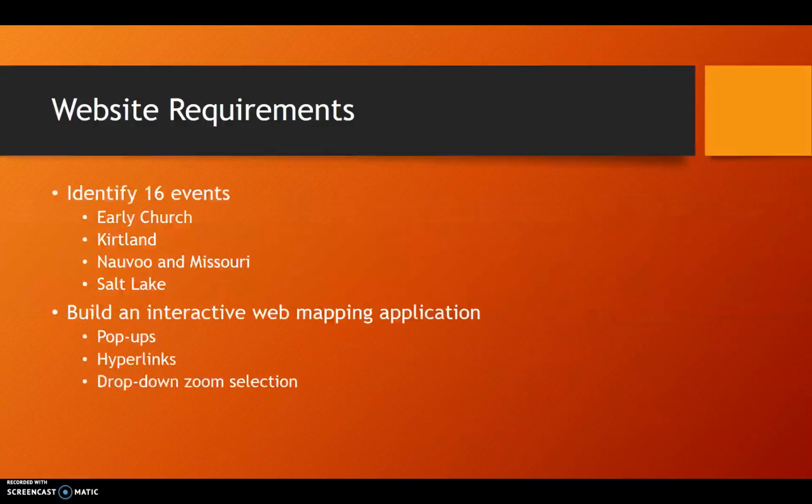We built this church history website for Civil Engineering 514 with Dr. Ames. For this project, our requirements were to identify 16 individual events or places and create polygon, line, or point shapefiles for those events. We divided those 16 events into 4 time periods: the early church, the Kirtland period, Nauvoo in Missouri, and the Salt Lake period. For these 16 events, we had to build an interactive web mapping application with pop-ups, hyperlinks to external data, and a drop-down zoom selection.